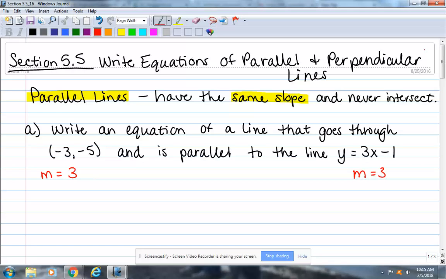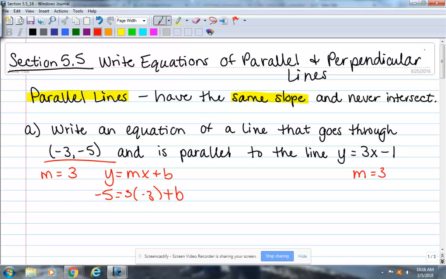So how do we get b again? We did it on Friday. Plug in the ordered pair and the slope into y equals mx plus b. Okay, so I'm using the point -3, -5. So what goes in for y? -5. What goes in for m? 3 for the slope. What goes in for the x? -3.